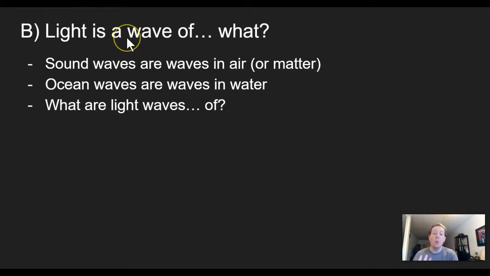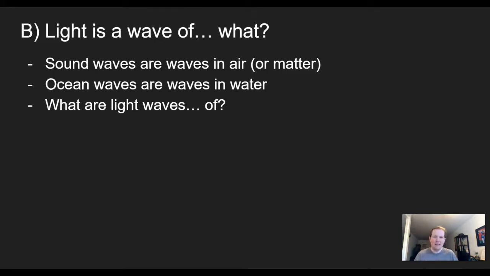If we focus on the wave properties of light, we know waves are traveling through something, or at least they cause a disturbance in something. Like sound waves cause a disturbance in air particles, or it could be liquid, right? You could hear things underwater. Ocean waves are disturbing water, ocean. But what are light waves disturbing?